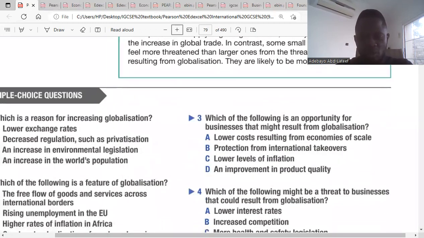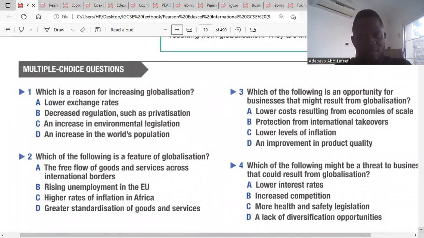So let's go to the example multiple choice questions. Read question 1 for me, please. What is the reason for increasing globalization? A, lower exchange rates; B, decreased regulation; C, privatization; D, an increase in environmental legislation; E, an increase in world relations. So what is the reason why there's increasing globalization? B, decreased regulation, because now governments of different countries have reduced trade barriers, reduced taxation, and reduced laws and regulations that stop globalization. So privatization is taking place, then globalization is taking place. So the answer is B.